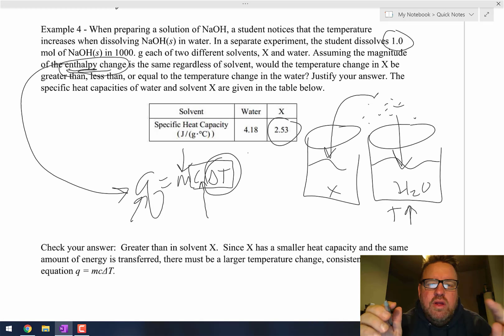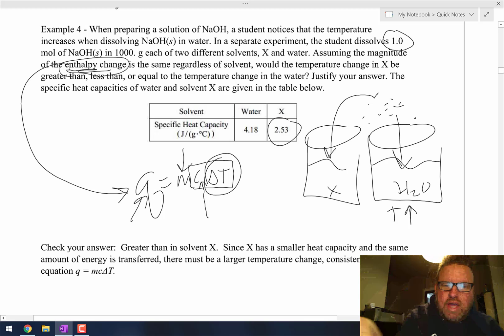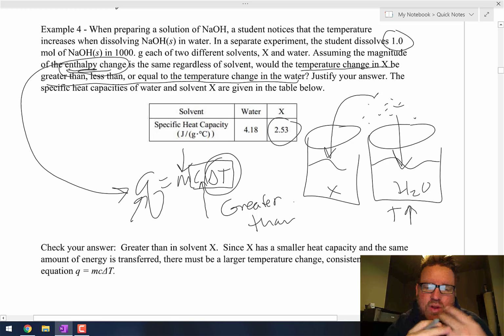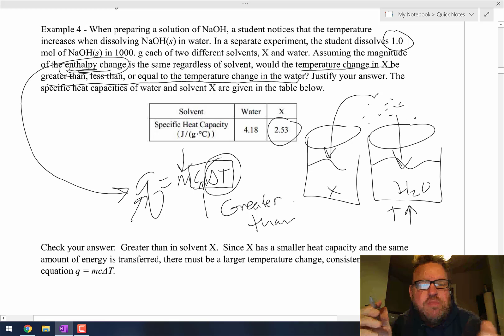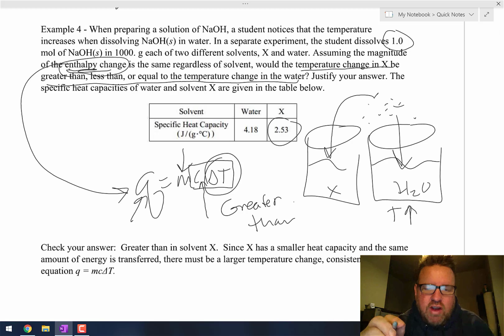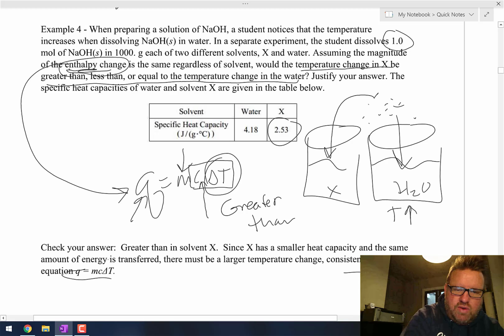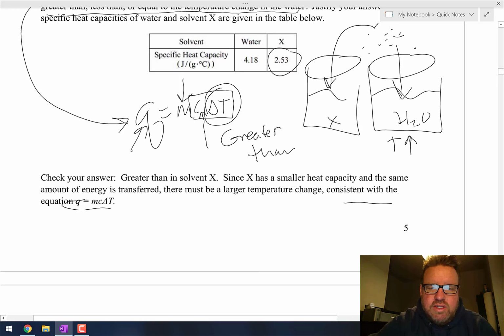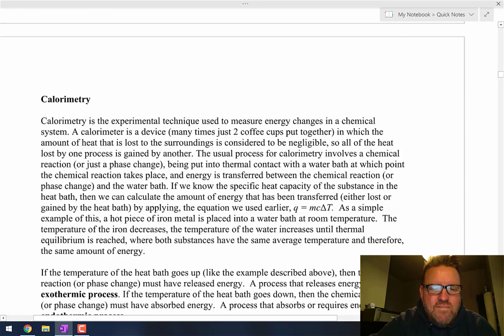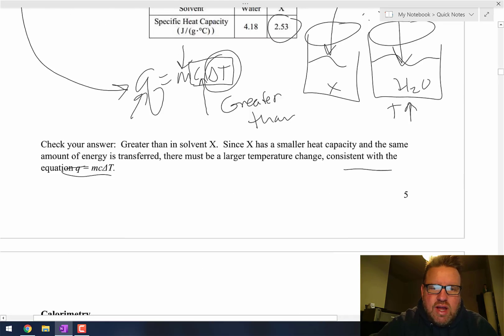So therefore, the question is, would the temperature change in X be greater than, less than, or equal to the temperature change in water? It absolutely would be greater than. All you would have to say is that since X does have the smaller specific heat, its temperature change would be greater, which is consistent with the equation Q equals mc delta T. Okay, now we're going to go ahead and stop right there for now.